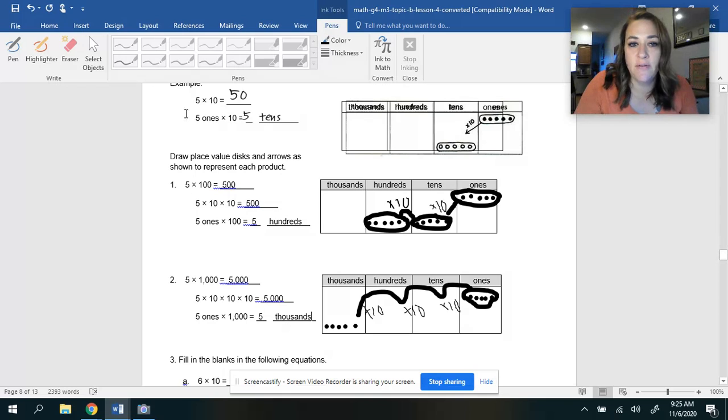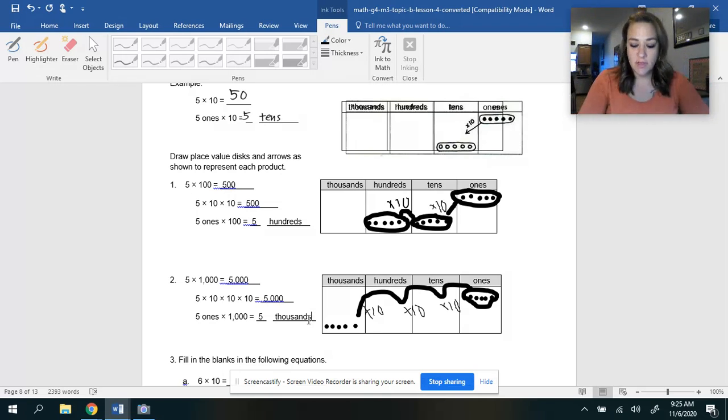So this first one, they had 5 times 10. Well, that's going to give me 5 tens, which is 50. 5 times 100. Well, that's going to give me 5 hundreds, which is 500. Okay. 5 times 1,000. Well, that gives me 5 thousands, which is 5,000. So you can see the pattern as we multiplied by 10, hundreds, and thousands. It got 10 times larger each time we moved over.